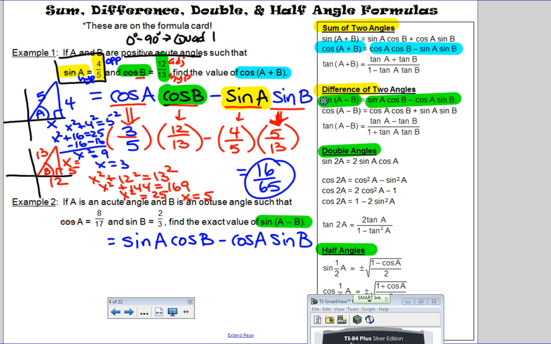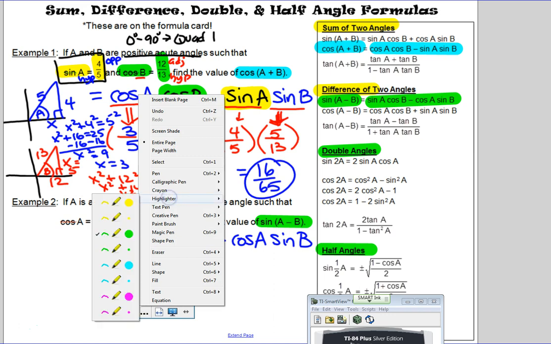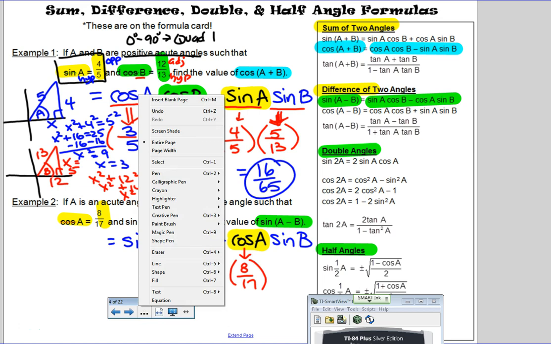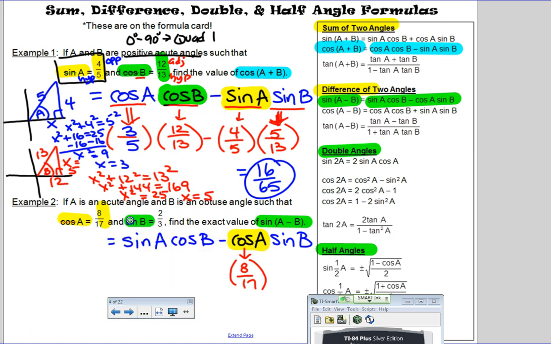Okay, so just like before, I just have to figure out what I have and fill it in. I know that the cosine of A is 8/17. So in place of cosine of A right here, I'm going to fill in 8/17. I also know that the sine of B is equal to 2/3, so we're going to fill in 2/3 here. That's a minus sign. I am missing the sine of A, and I'm missing the cosine of B.